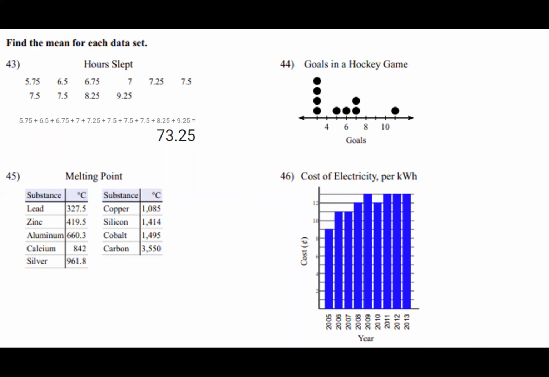And in this case, it gives me 73.25. That's the first thing that I do. I add. And then once I added everything, I'm going to divide this by how many numbers I added. I can count how many numbers I have here. There's 10 of them. So 73.25 divided by 10 gives me 7.325.